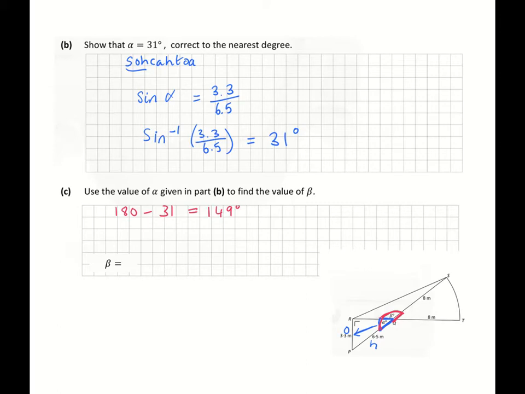There are a couple of other ways to do it. You could find the two sides and add them together there, or there's a few other ways around it. But I think the easiest one is to see that as a straight angle, take away alpha.